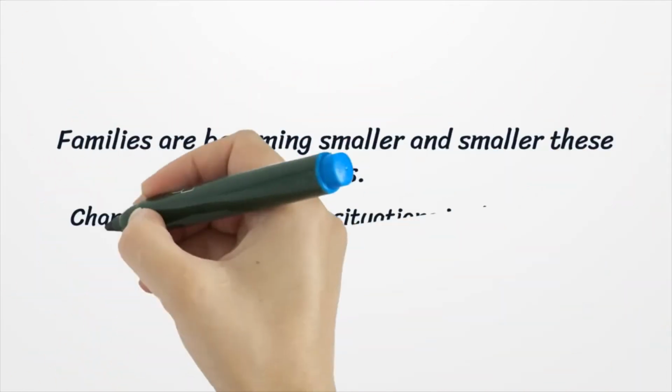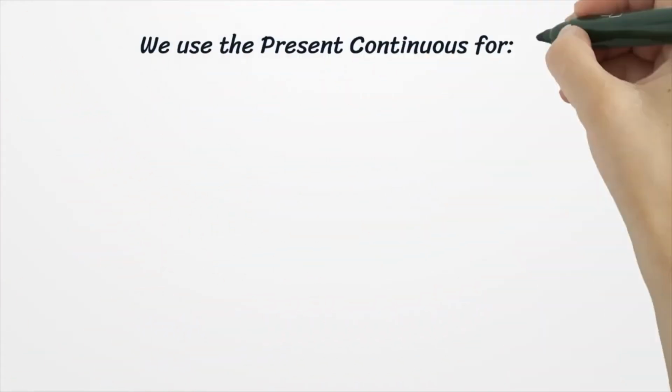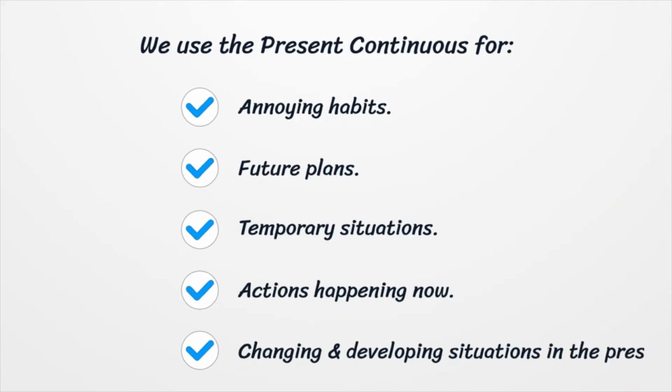Number 5. Families are becoming smaller and smaller these days. Changing and developing situations in the present. So now we know that we use the present continuous for annoying habits, future plans, temporary situations, actions happening now, and changing and developing situations in the present.